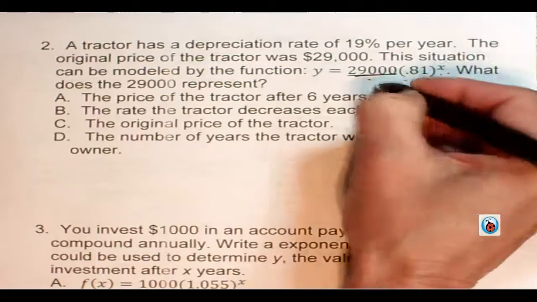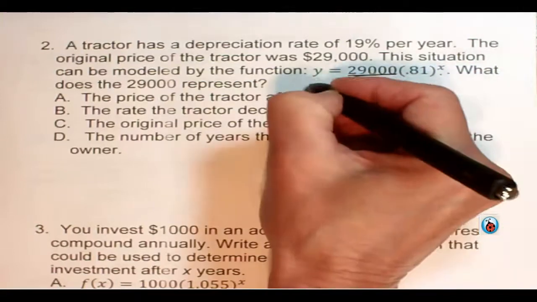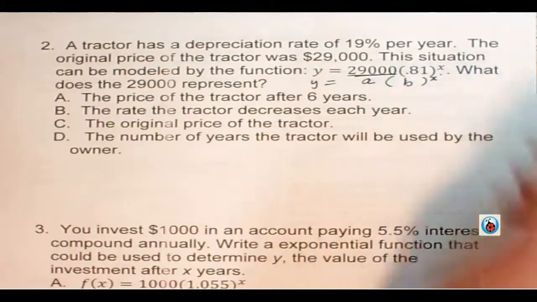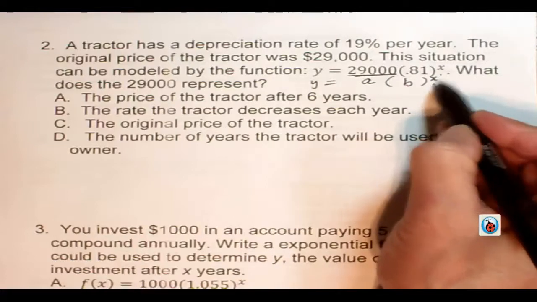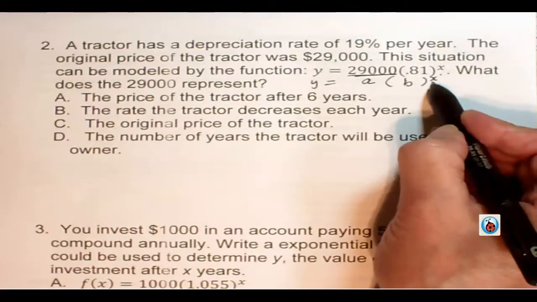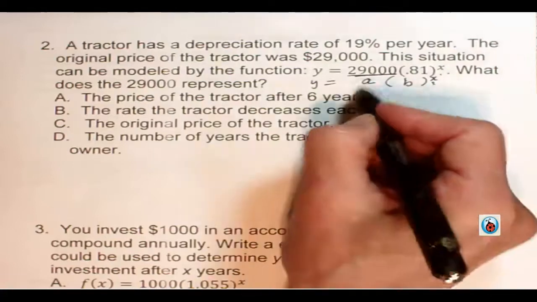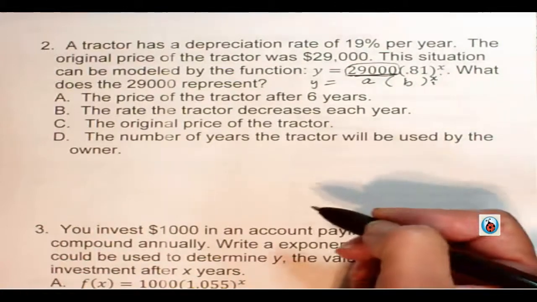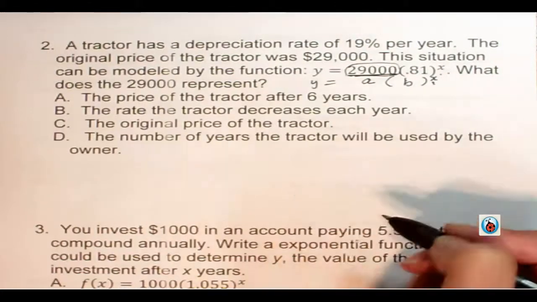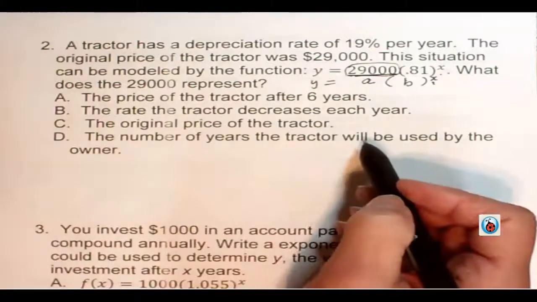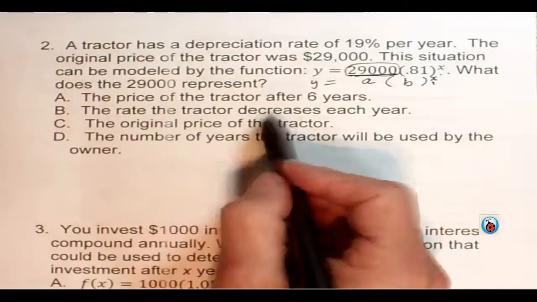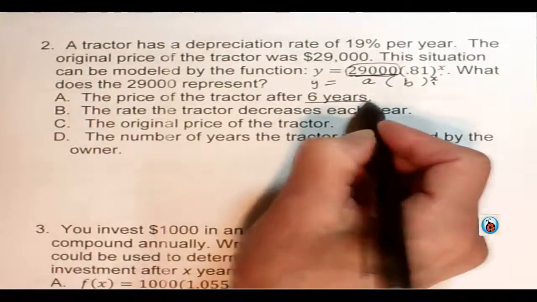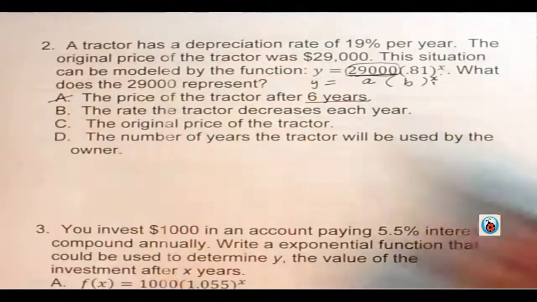Well, if you know the equation for exponentials, it is y equals a, b is in your parentheses, raised to the x power. You know it's exponential because it's got the tiny x. It's raised to the x power. All right, so they just want us to know, what is this? Well, sometimes it'll say, oh, it's the initial start point, or it's the beginning point. But you have to read through the words to see if you can eliminate the answers. The price of the tractor after 6 years. Well, I don't even see 6 in the problem here. So that one can't be right.